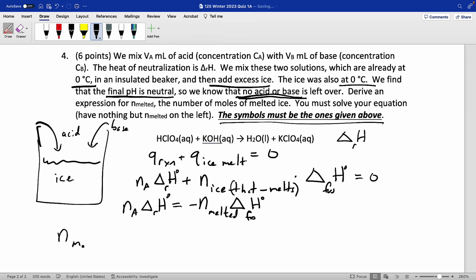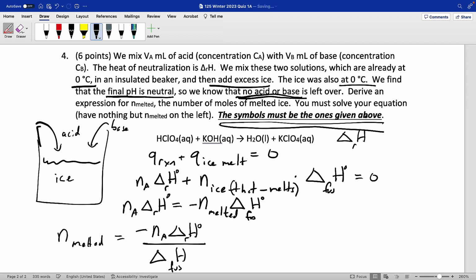So N melted, I'm going to divide both sides by the heat of fusion and also divide by -1. So I get negative N-A delta H over delta H of fusion. Okay, now we have to be careful. The moles of acid was not a symbol that was given, right? So we're going to have to come up with a better answer than moles of acid.